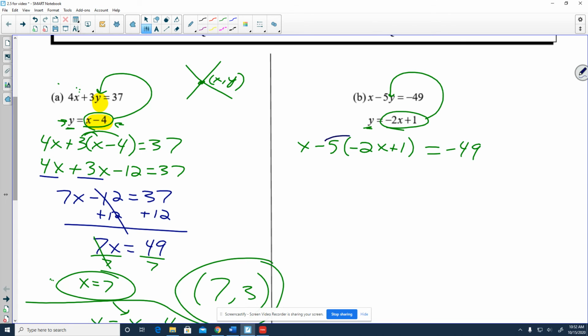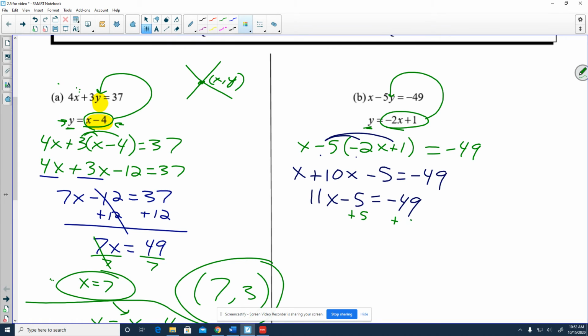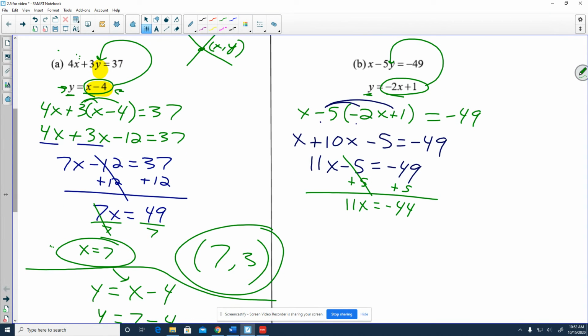Okay, so I distribute my negative 5. I have x plus 10x, because a negative times a negative is positive, minus 5 equals negative 49. I combine like terms, I get 11x minus 5 equals negative 49. Alright, I add 5 to both sides. I get 11x equals negative 44. And then after I divide both sides by 11, I get x equals negative 4.